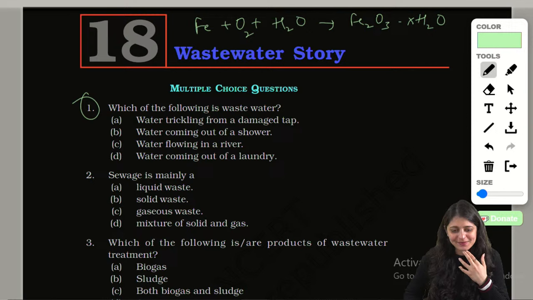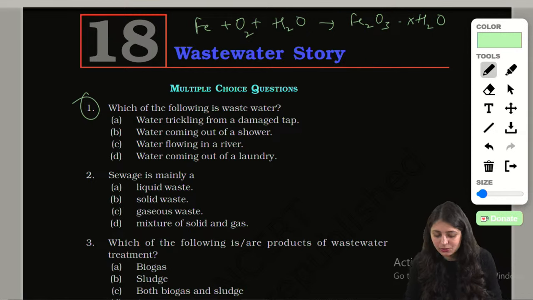ठीक है, चलिए, let's get started. Start करते हैं. सबसे पहले, question number one, everyone. Which of the following is waste water? Water trickling from a damaged tap, water coming out of a shower, water flowing in a river, water coming out of a laundry. इससे simple question नहीं हो सकता था कुछ.